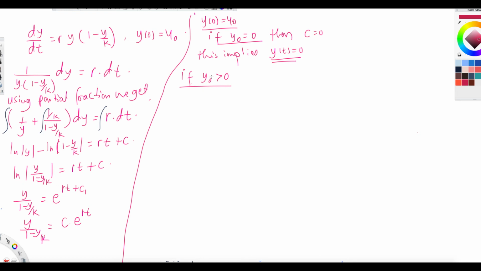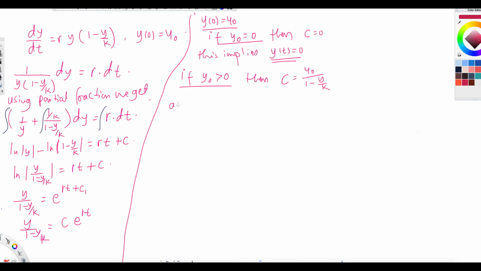If the initial population is greater than 0, then you can write this solution as follows. We will find out the value of c later, but first of all, I want to simplify this into a simpler form. Let me find out the c first. Then c equals y0 over 1 minus y0 over k. Okay, that's what you get.